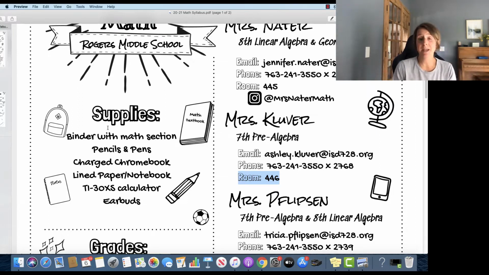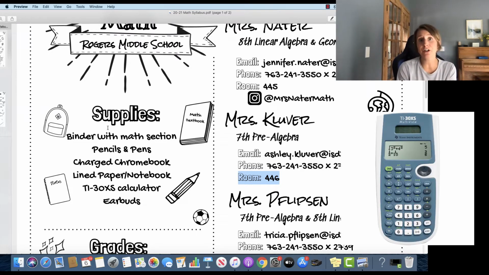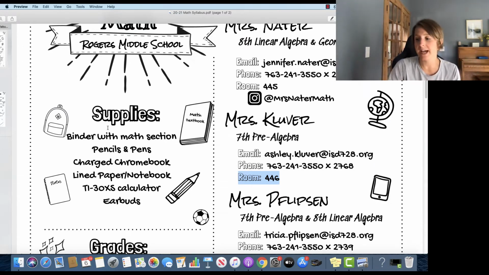You need a lined paper or a notebook. That's something that's a little different than what you were used to in 6th grade math because we had our math notebook. Now it's okay just to have lined paper, or if you would still like to have a small notebook, that's completely fine. You need your calculator from last year. The one that we used in 6th grade math. It's the TI-30XS. The multi-view is the best one. And you need your earbuds or headphones with you every single day.